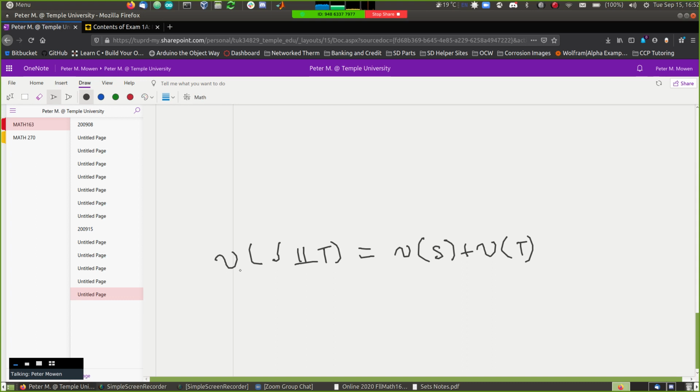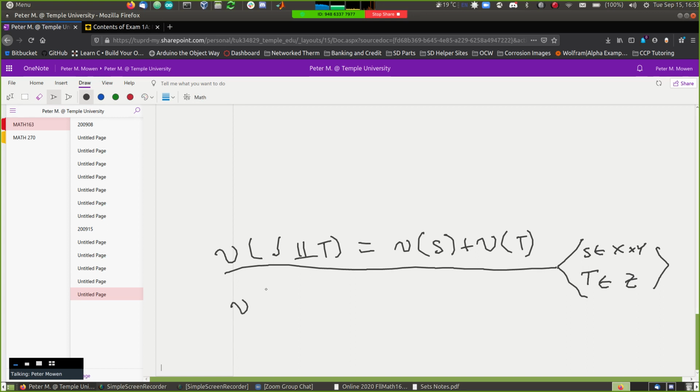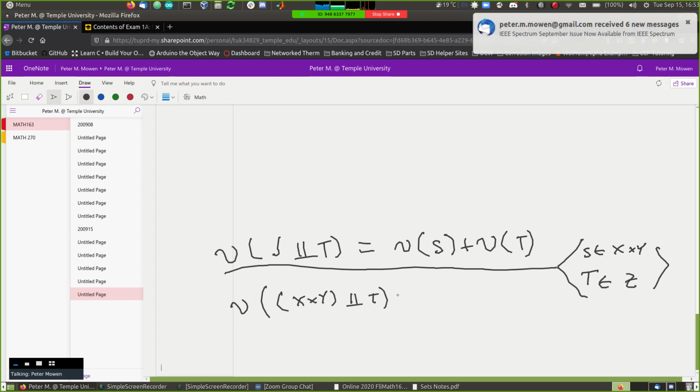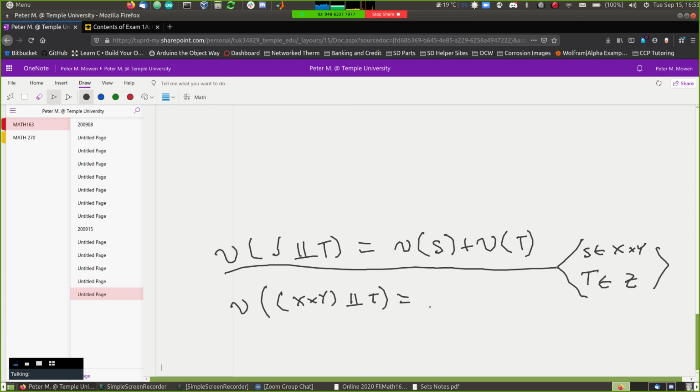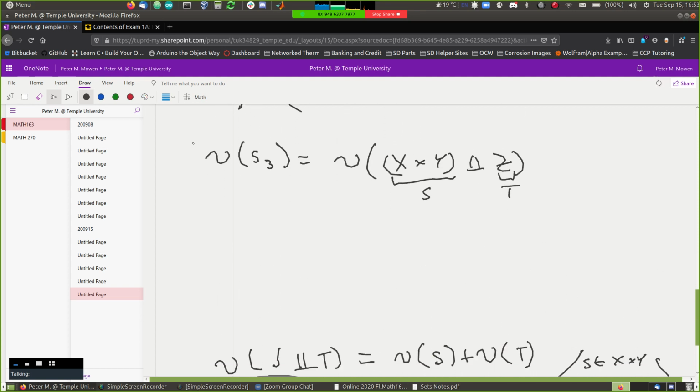So from the fact that this is true, it follows, pretend that's a straight line, it would be drawn with a ruler if I was on paper, that if S is replaced with X cross Y and T is replaced with Z, don't forget to close substitution brackets, then the cardinality of X cross Y coproduct Z is equal to the cardinality of X cross Y plus the cardinality of Z. And so let me actually just come here and erase this stuff.